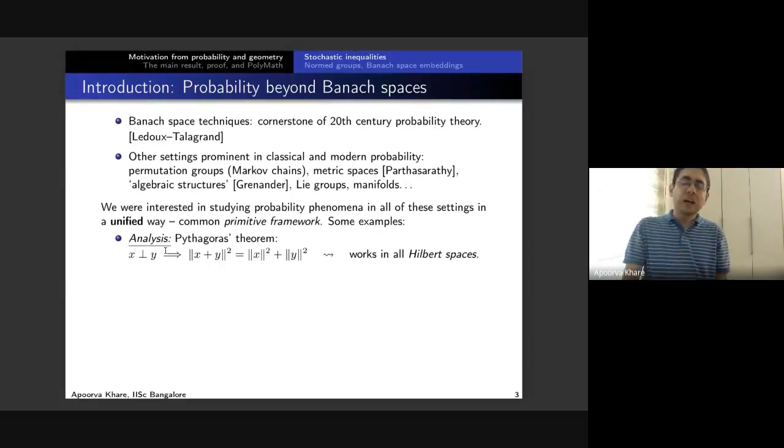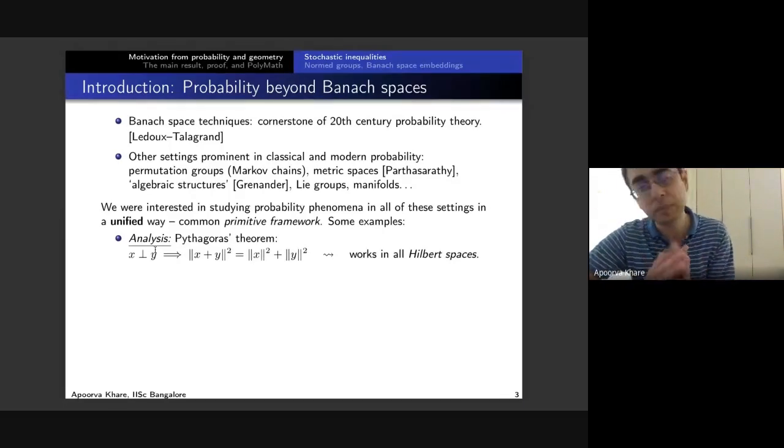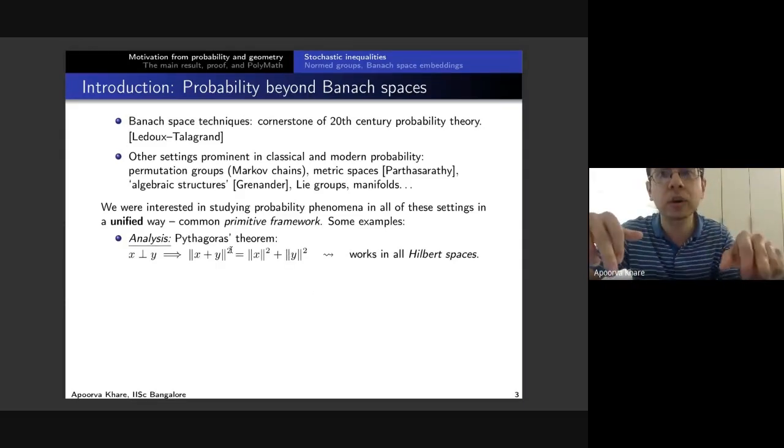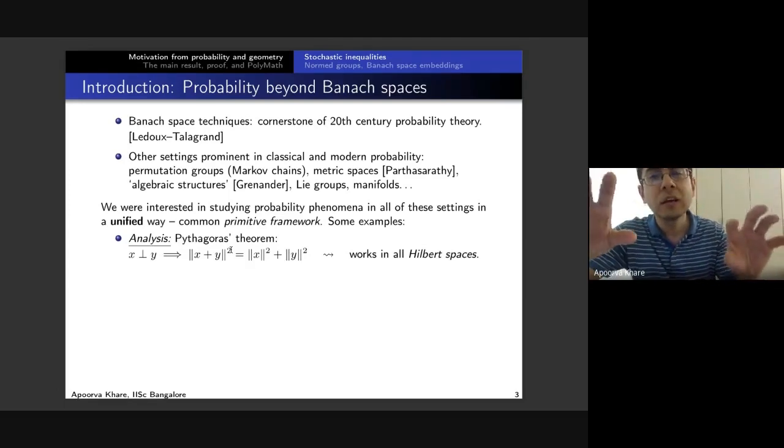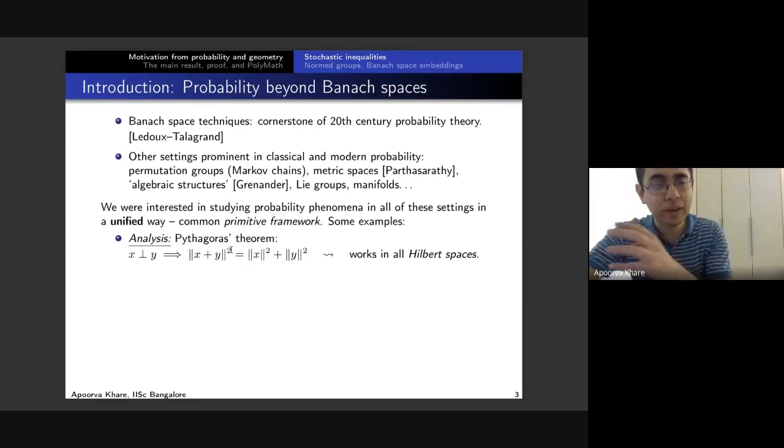But the point is, this is not just true in R2. We only have seen Pythagoras' theorem in school in the plane, with two vectors in the plane. This is true in every Hilbert space. You write down that the norm square of x plus y is the inner product of x plus y with x plus y, which is ⟨x,x⟩ plus ⟨y,y⟩ plus the cross terms, but the cross terms are zero because of the perpendicularity, and therefore you get ⟨x,x⟩ plus ⟨y,y⟩. So you don't need to use Rn or R2. It's true in every Hilbert space, in every inner product space.